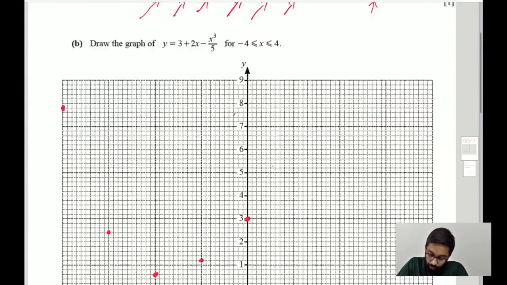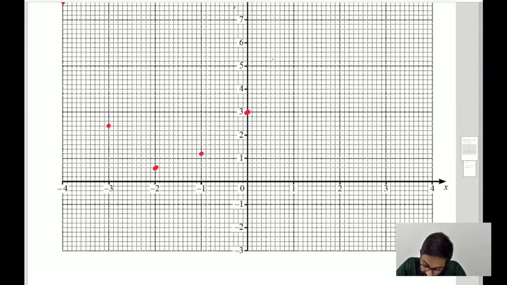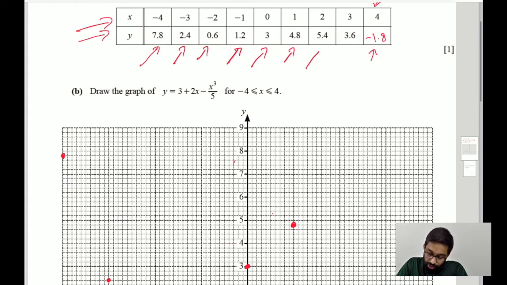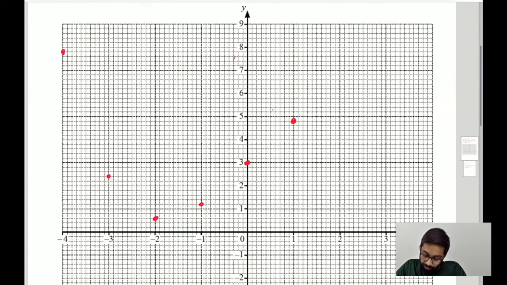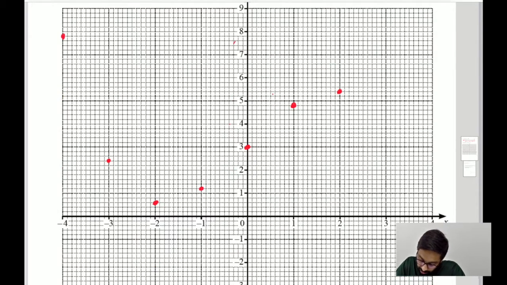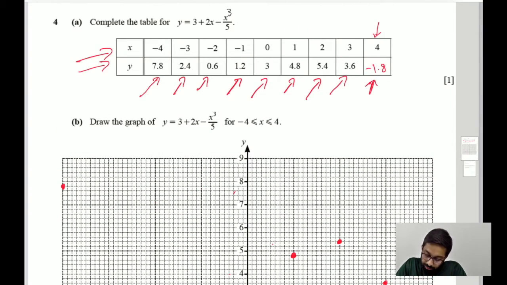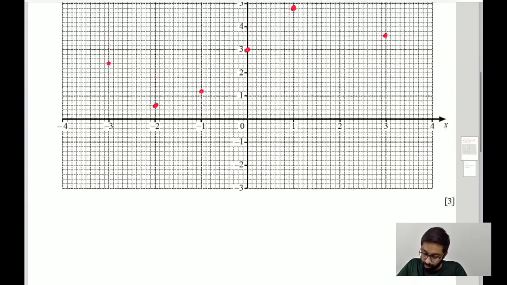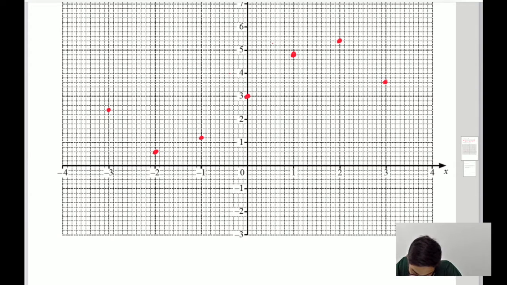Then it's 1 and 4.8. 1 and 4.8 is supposed to be there. The next one is 2 and 5.4. 2 and 5.4 is going to be there. And then it's 3 and 3.6. 3 and 3.6 is going to be there. And the last coordinate that we just found is 4 and minus 1.8. 4 and minus 1.8 is going to be there.